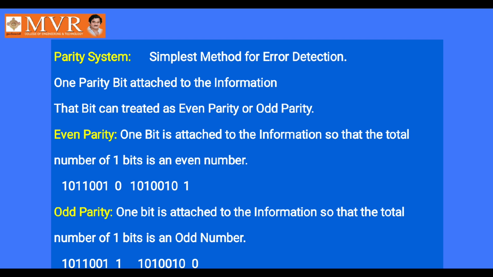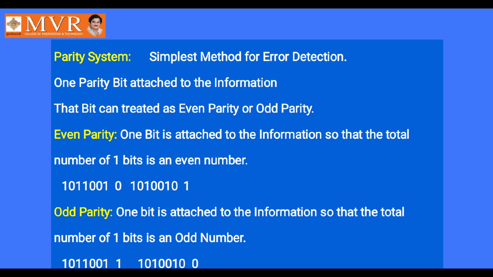Okay, just see the example. Even parity, as I told you, is when one bit is attached to the information so that the total number of 1 bits is an even number. That is called the even parity method. I am repeating again, one bit is attached to the information so that the total number of 1 bits is an even number. Let us take an example.